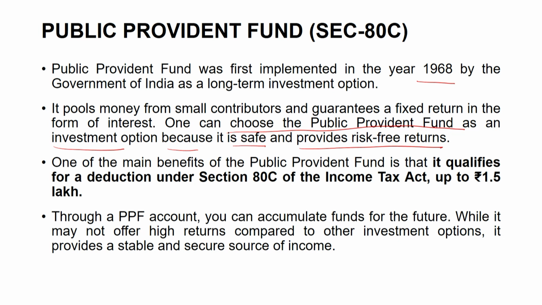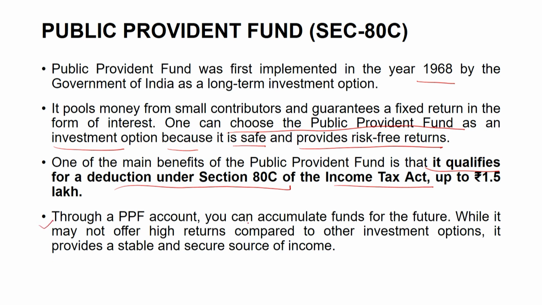One of the major benefits of the Public Provident Fund is also that it qualifies for a deduction under Section 80C of the Income Tax Act up to rupees 1.5 lakh per annum. That means if you invest or contribute an amount of rupees 1.5 lakh per annum in the PPF account, then at the time of calculation of your total taxable income, you can deduct the amount of the contribution that you have made in the Public Provident Fund.